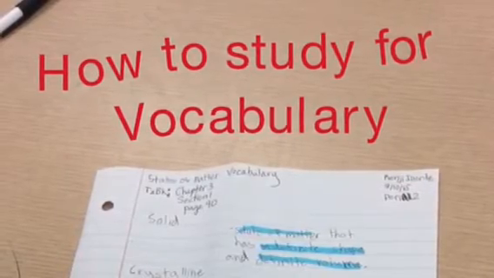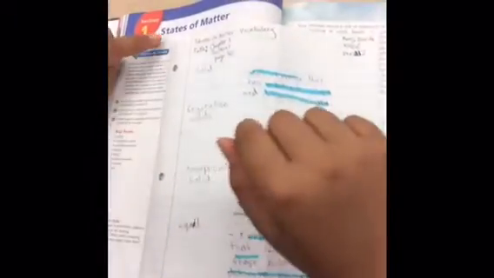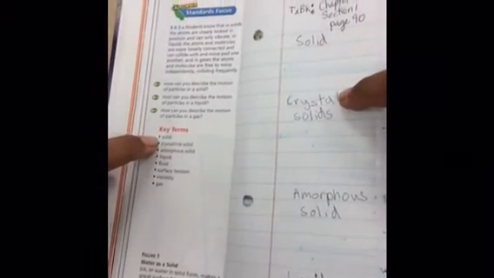Here's how you can study for a vocabulary test. For the topic of your Cornell notes, write down the title of the chapter. And then look for the key words. Those are usually your vocabulary words that you need to look for. Here we have the word solid. Write solid in the left-hand column of your paper, and you'll notice that crystalline solids is next, and so on.